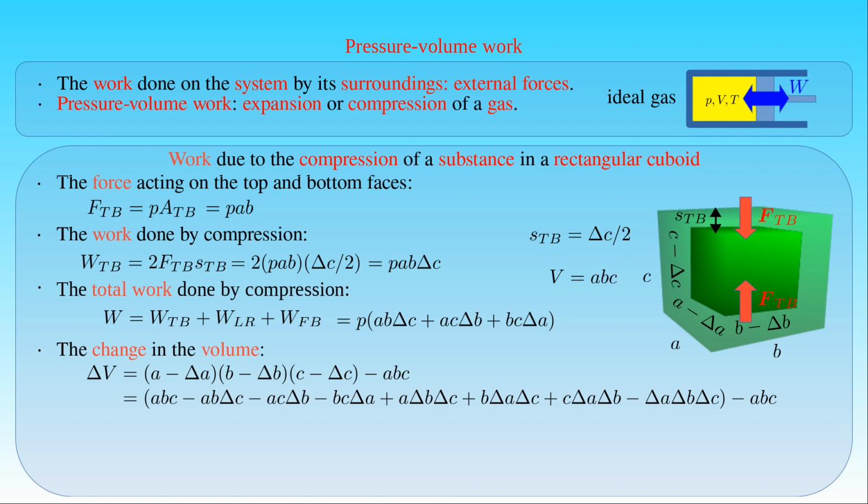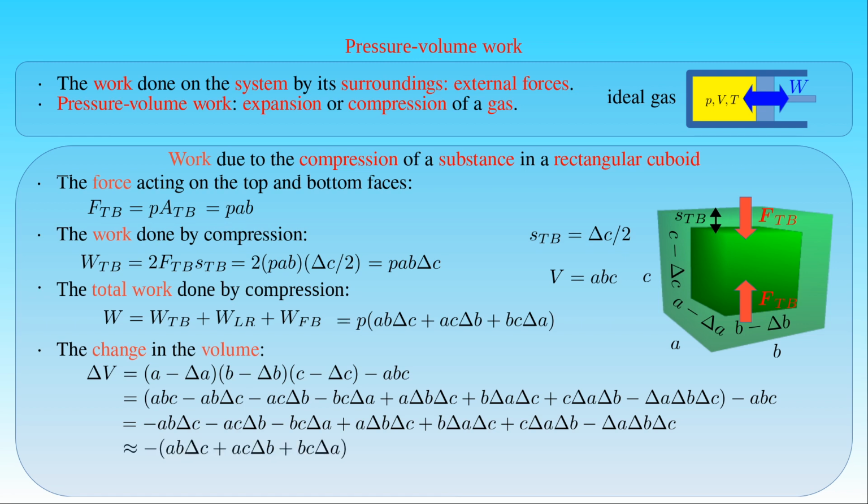Here the first and the last term cancel each other out, and only those terms remain which contain delta A, delta B or delta C. If we assume that the changes delta A, delta B and delta C are small with respect to the length A, the width B and the height C, then we can neglect the terms second and third order in the change of the linear size of the cuboid. As a result, we can approximate the change delta V by minus the quantity of A times B times delta C, plus A times C times delta B, plus B times C times delta A.